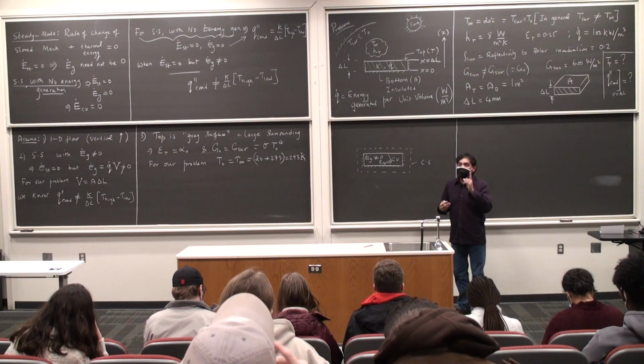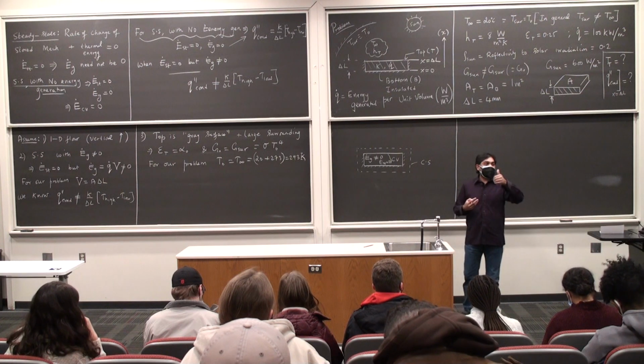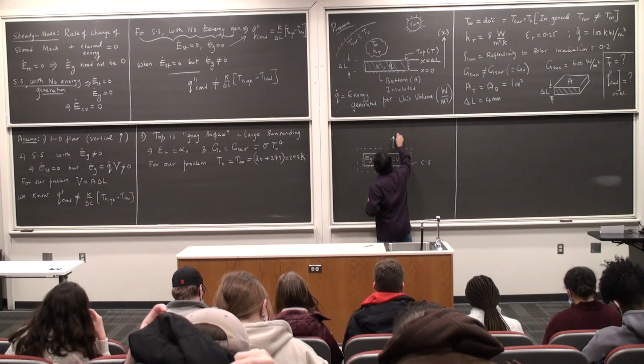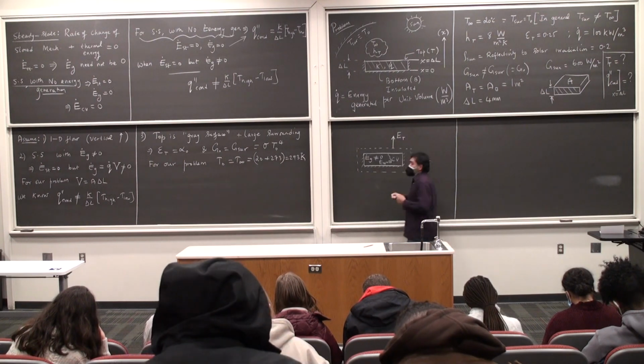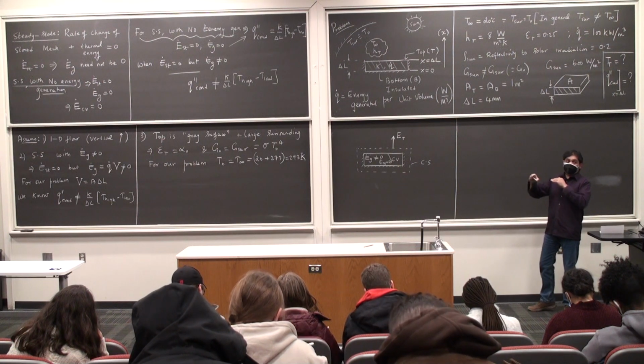Capital E is emissivity. Any surface at a temperature greater than 0 Kelvin is going to emit radiant energy. Okay? So I'm going to have capital E, which is E of the top surface. This is always going to be going out of the control surface from the top surface.